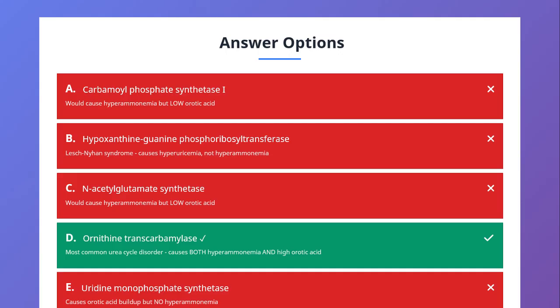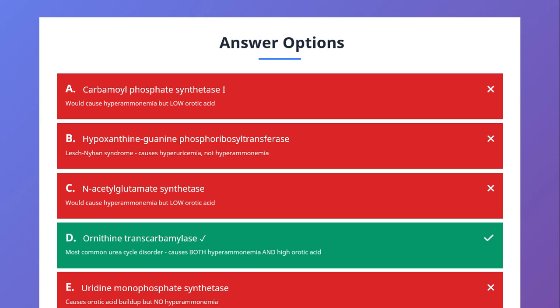Option A, carbamoyl phosphate synthetase 1 is responsible for the first step of the urea cycle. A deficiency in this enzyme leads to hyperammonemia. However, because carbamoyl phosphate does not accumulate in the cytosol, orotic acid levels remain low. Therefore, this choice does not explain the presence of elevated orotic acid.